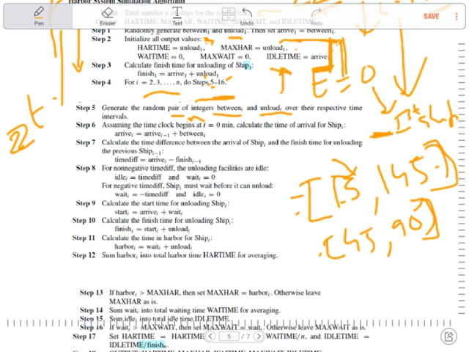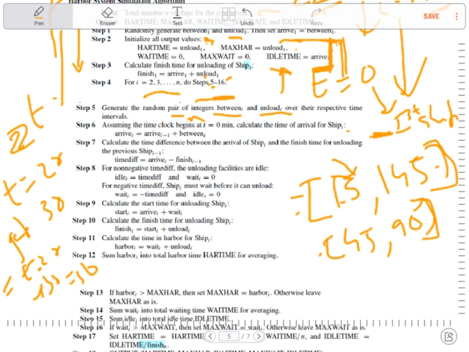So let us go into step 6. Assuming the time clock begins at t equal to 0 minutes, that means when the harbor is opening, calculate the time of arrival for ship I. So arrival time for ship I means what? As we have seen in the 5 ship experiments, arrival time of I minus 1 plus between I. For ship 2, ship 1 arrives at t equals 20, and then ship 2 arrives after a gap of 30 minutes. That means it arrives at 20 plus 30, that is 50 minutes. So it arrives at t equals 50.